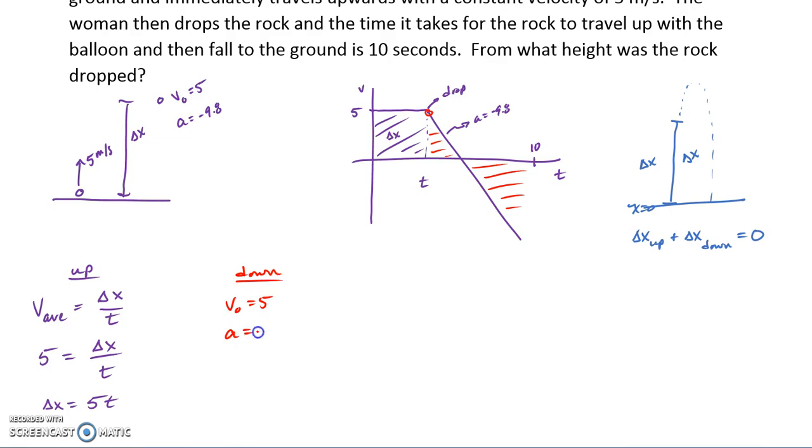I know that my acceleration is negative 9.8, because that's the slope of my velocity-time graph. I also am saying, what's that displacement? I have no idea. And then my time, and this is the key part: the time is actually 10 minus what we defined as t.